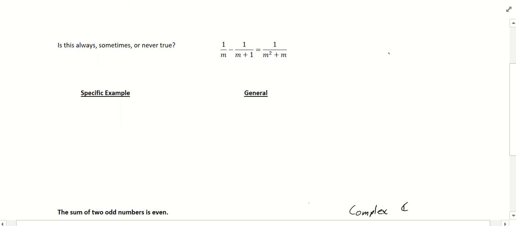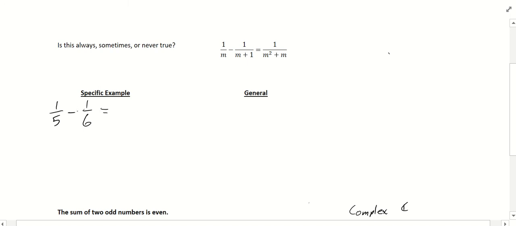Something we could do here, just to get an idea of what's going on, is look at a specific example. So let's say we let m equal 5. Then 5 plus 1 there, that's 1/6. So we want to check to see if that's the same thing as the right-hand side.